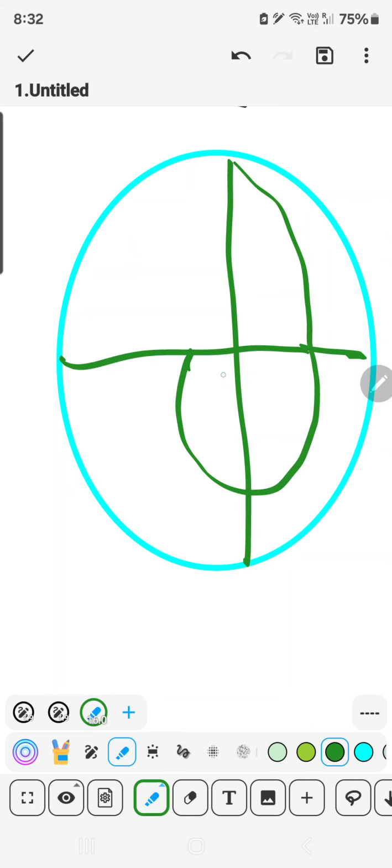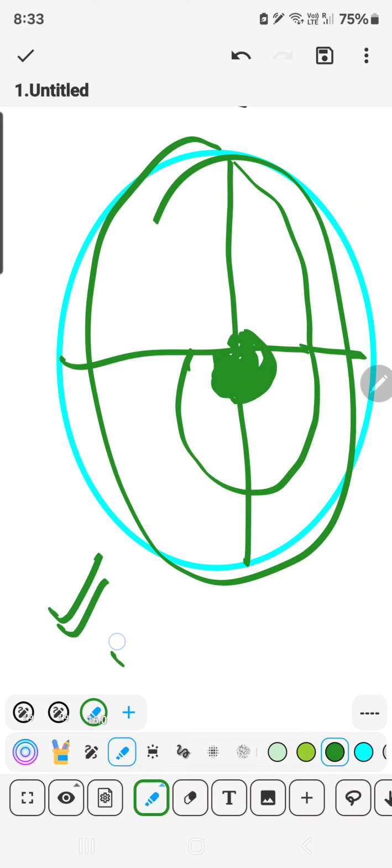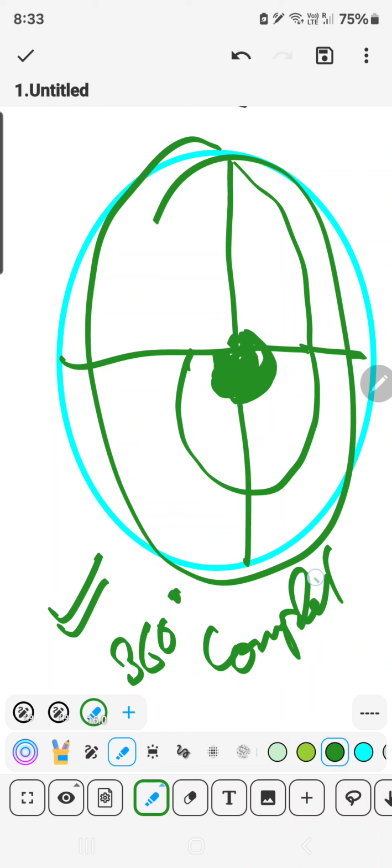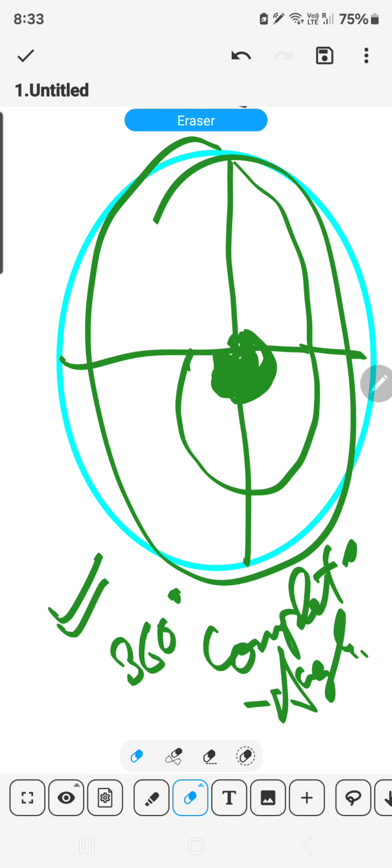This part, this angle is known as reflex angle. The part I colored with green is known as reflex angle, and this whole circle is known as 360 degree or complete angle. Okay, done with the types of angle.